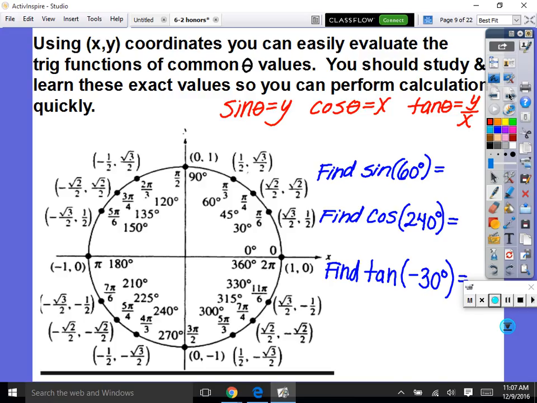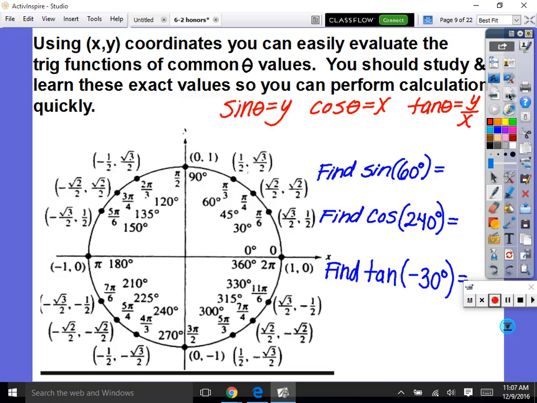So just a reminder, sine of theta is y, cosine of theta is x, and tangent of theta is y over x. So I just want to show you how the unit circle works. Look up here, everybody. These are a bunch of x, y points. Look how easy this makes it to evaluate exact values.